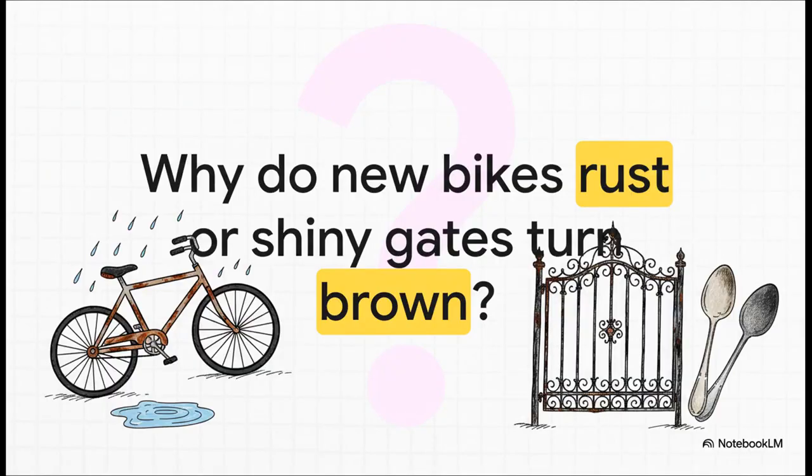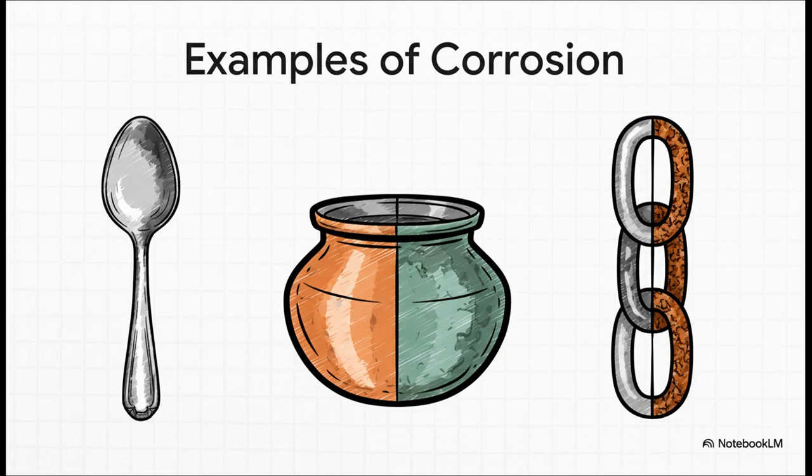Have you ever wondered, why does your brand new bicycle start to look a bit old after some time? Or maybe you've noticed shiny metal gates getting that familiar brown coating. What is actually going on there? Well, that whole process is called corrosion. It's basically the metal reacting with its environment.